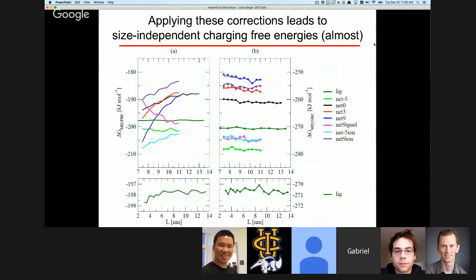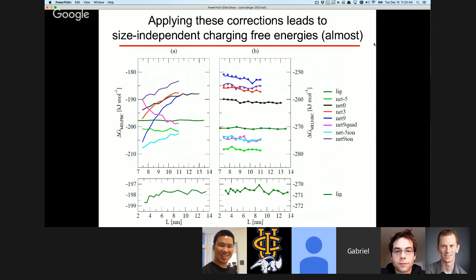So what happens when you apply these corrections? The left are the uncorrected charging free energies, and the right are the corrected charging free energies. The lines show the analytical estimate. No, the lines show the numerical estimate, and the crosses show the analytical estimate. So whether you do it all at once using a periodic boundary PV calculation, or you break it out into each of these individual terms, you basically get the same correction, and all these lines flatten out substantially.